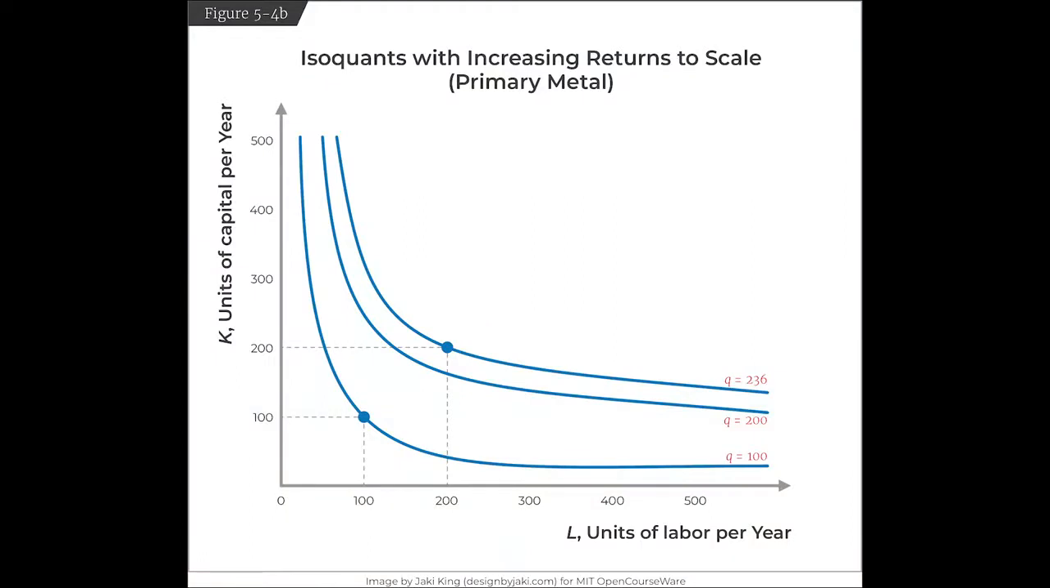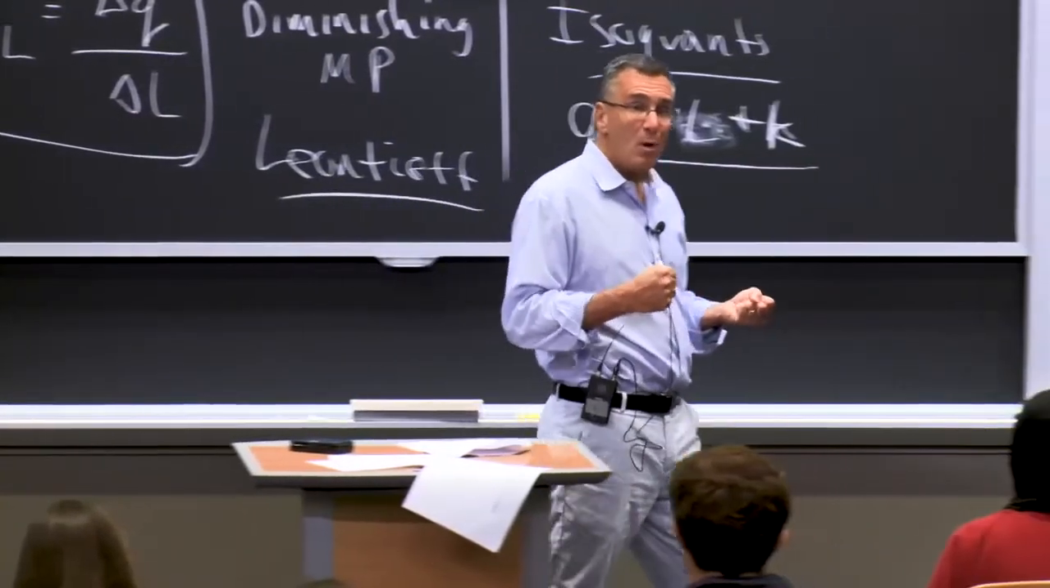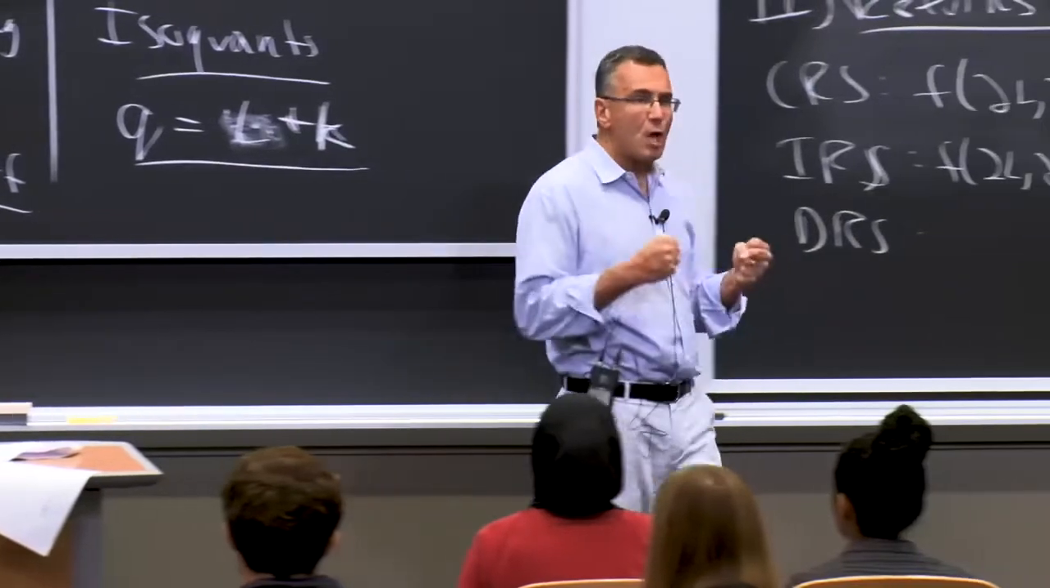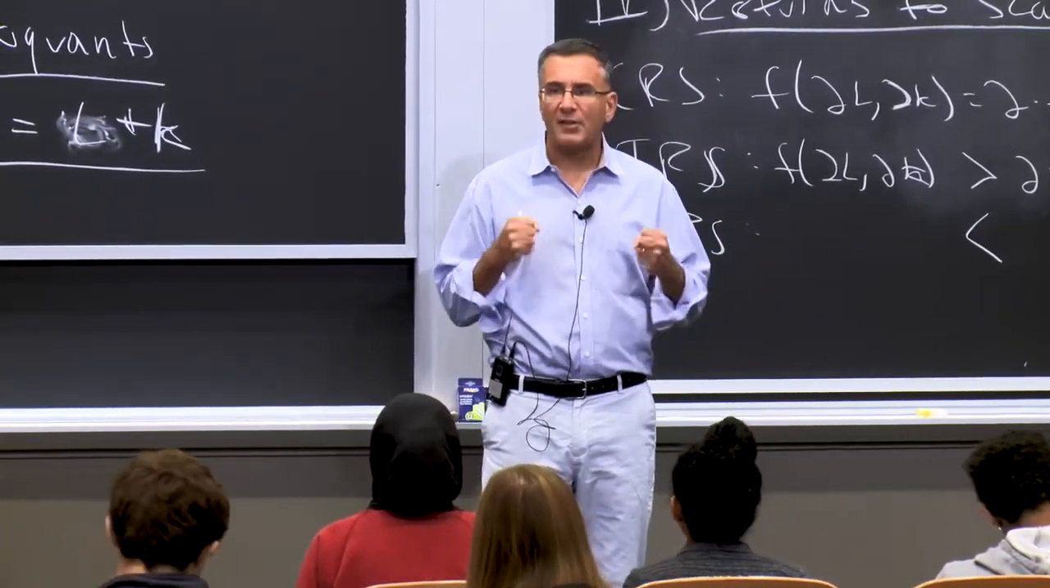Whereas maybe something like producing primary metal, you could work a lot more efficiently by having more machines and more workers together producing that metal. So what is the right answer? The right answer is we don't know, but the one thing we do know is there can never be forever increasing returns to scale. And why is that?